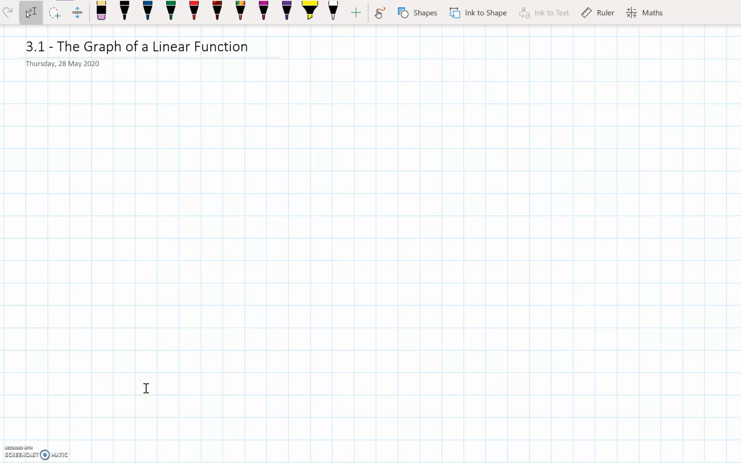Okay guys, so what we're going to look at now are graphs of a linear function. Now this is something you already did last year. You did this in year 1. So we're just going to be revising what you did last year at this point. I know it's been a little while. When we're talking about a linear function, linear means that we have a straight line.